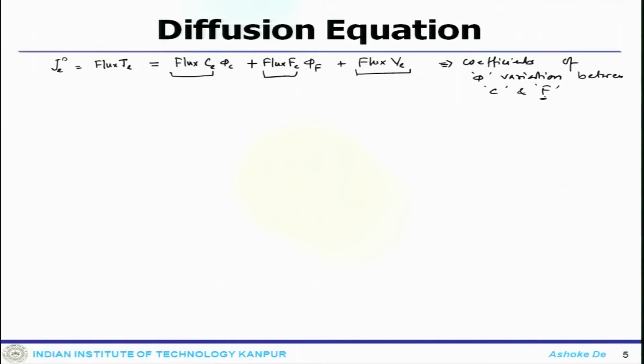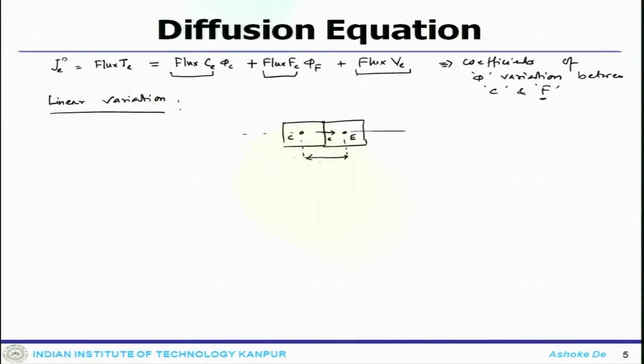Now, if you assume the linear variation, let us say the phi variation is linear, then you can have the system like this: C, east, this is east phase, this is the distance delta x E, and this is the variation, and the linear variation will do the job.